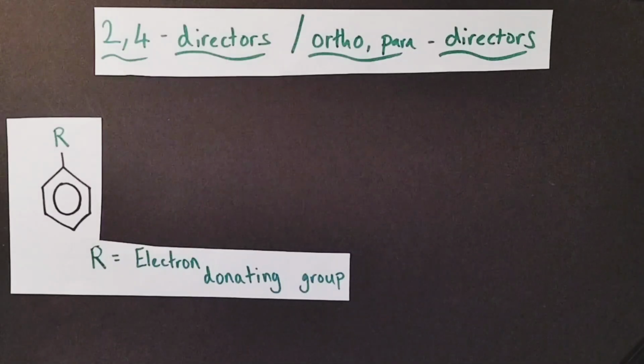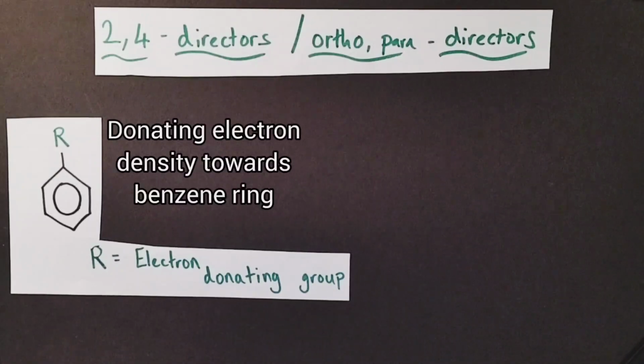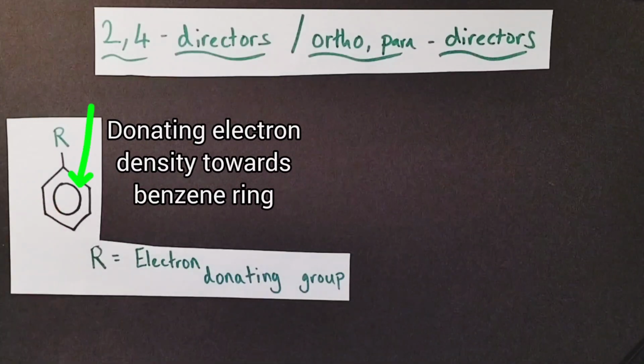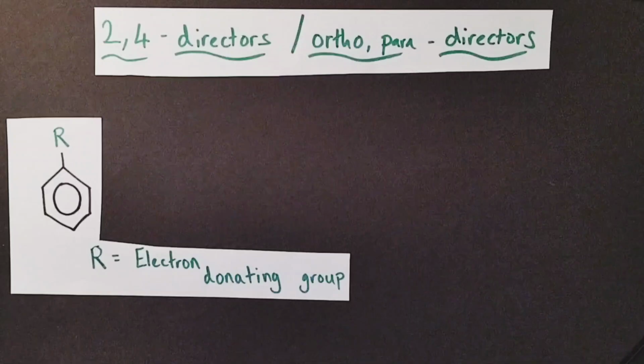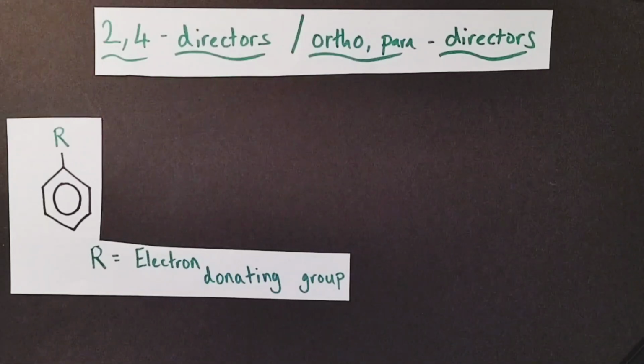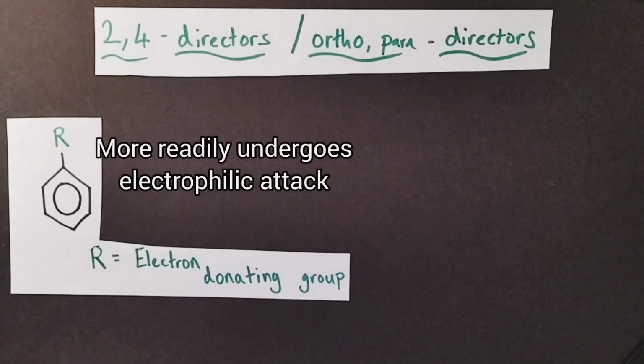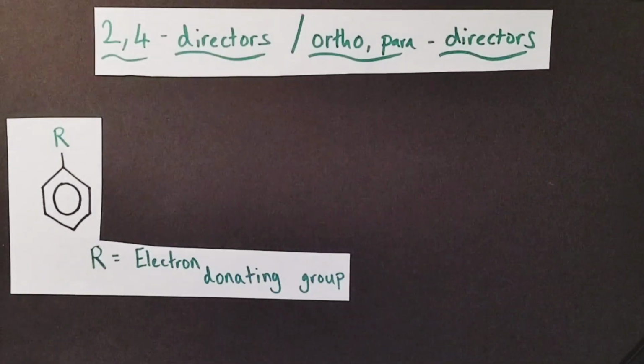Let's first dig into these 2,4 directors, otherwise known as Ortho-Para directors. And so the R group is usually, in this circumstance, known as an electron donating group. The R group will usually be donating electron density into the benzene ring structure itself, and this tends to increase electron density in the ring, making it more reactive and more able to interact effectively with electrophiles, or maybe even polarize approaching molecules, so they act as electrophiles more easily and readily. So these R groups tend to increase the reactivity of the benzene ring.